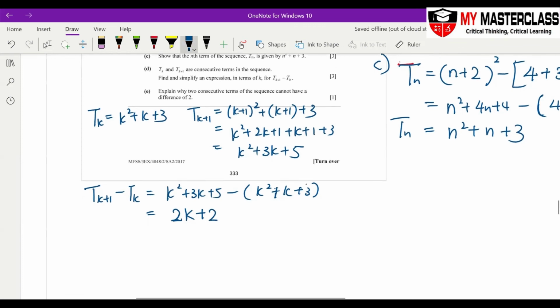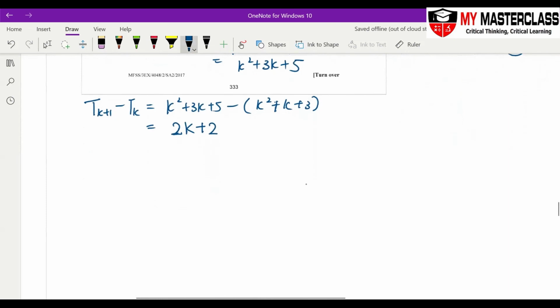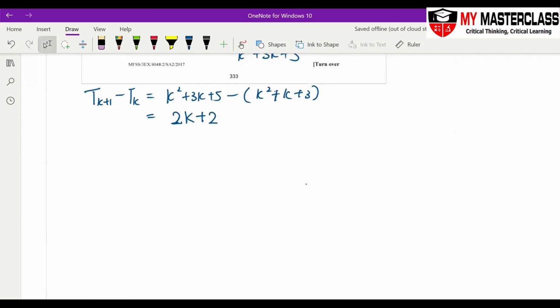Sometimes the question asks, show that this is a multiple of 2. How to show that? You take out a 2, bracket k plus 1. This shows that it's a multiple of 2. Sometimes the question asks you to show it's a multiple of something. So if you can factorize out a 2, it means a multiple of 2. If you can factorize out a 7, it means it's a multiple of 7.